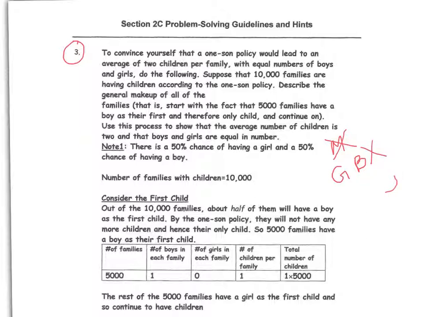Now, what if in the first two tries, a couple has two girls? They can continue for the third time, and they can continue having children until they have the first boy child. So if the third child is a boy, that's when they stop. They can keep having girl children, but the minute they have a boy child, they stop having children. So this is a method of population control, and let's see how it works by doing a little bit of math.